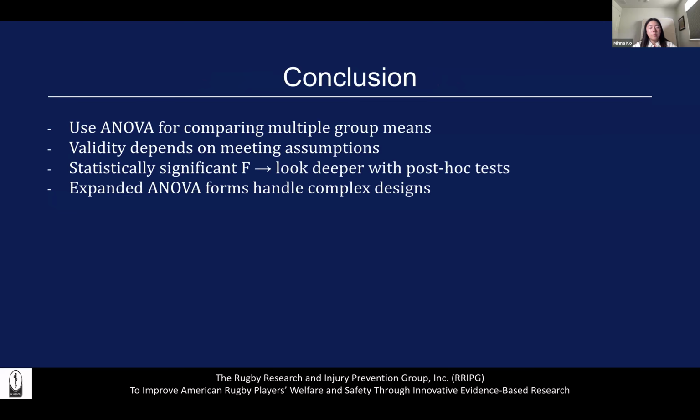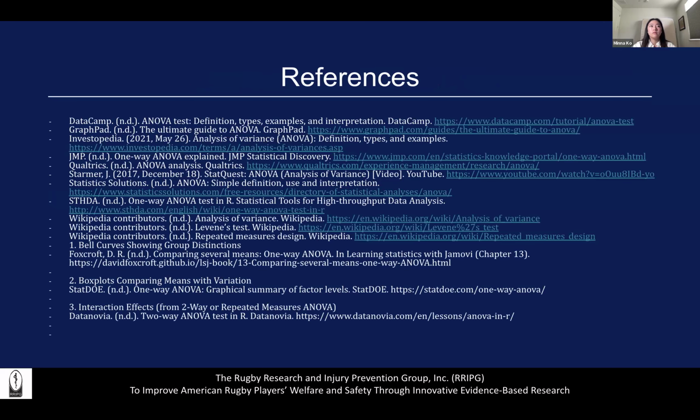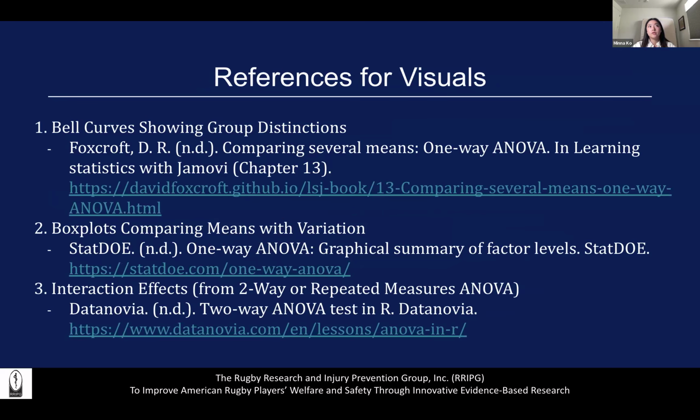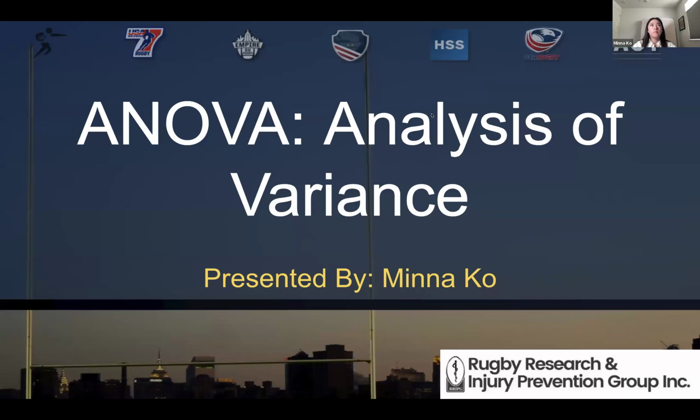So to wrap it up, you would use ANOVA when comparing 3 or more means and make sure the assumptions are reasonably met. And if you have a significant result, then you should follow it up with post hoc tests to figure out where the differences are, and always visualize your data because it makes it easier to handle all this complex data. And then here are the references for my stuff, and then here are the references for the visuals.